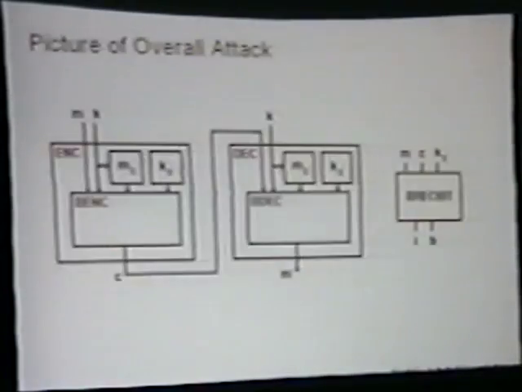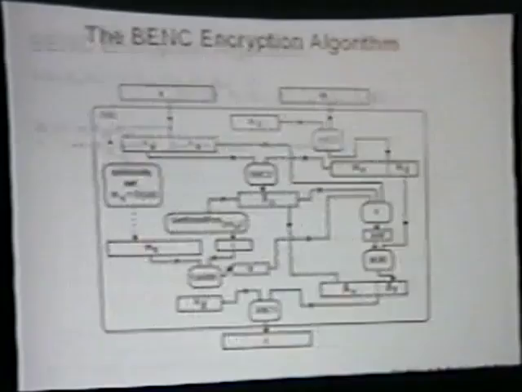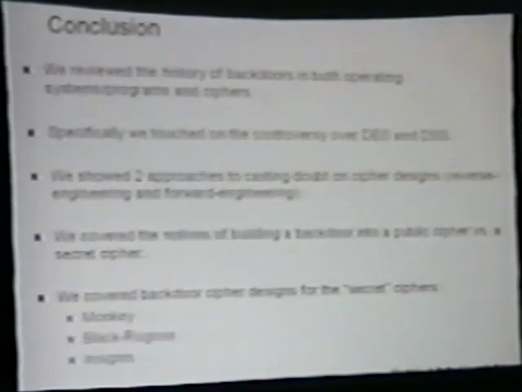So I need to wrap up my talk. I had a feeling I wasn't going to get to the selected areas of crypto one. So in conclusion, we reviewed the history of backdoors and the early concern of backdoors by the federal government. We explained some of the controversy over DES and DSA, and we showed approaches that the research community uses to cast doubt on designs. And finally, we showed two cipher designs, Monkey and Black-Rugose, that enable the secure and subliminal leakage of symmetric keys. So I have time for questions.